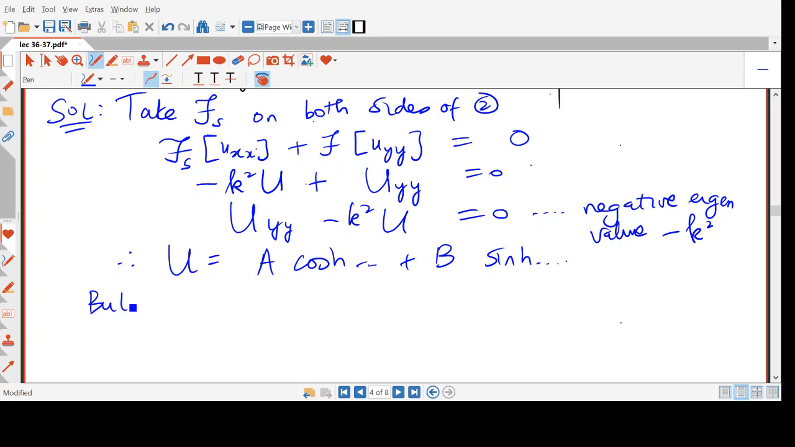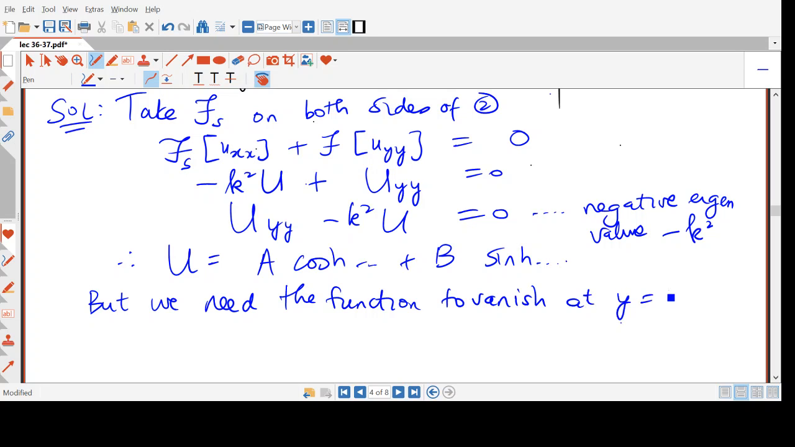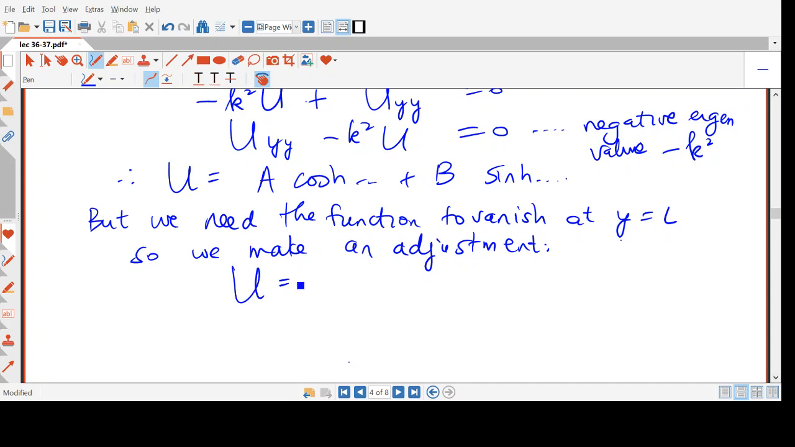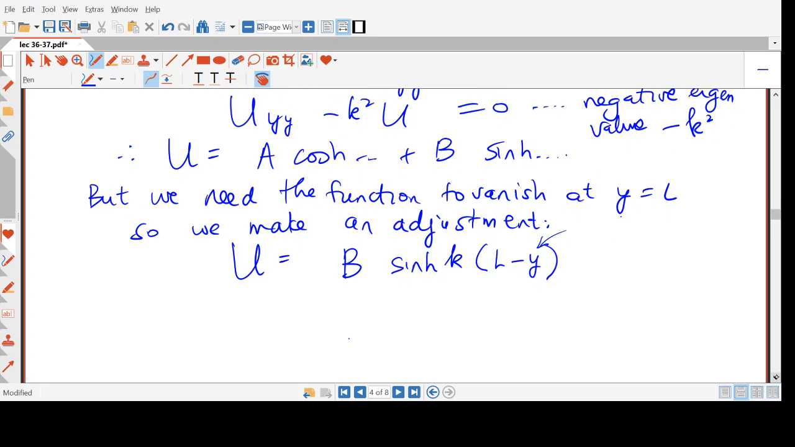But we need the function to vanish or to become 0 at y equals L. So we make the adjustment of this type here so that we can satisfy this requirement. So we rather choose big U to be, let's see, something like B sinh k into (L minus y). So now when you plug in y equals L over here, you'll have L minus L equal to 0. So this will work out quite fine.